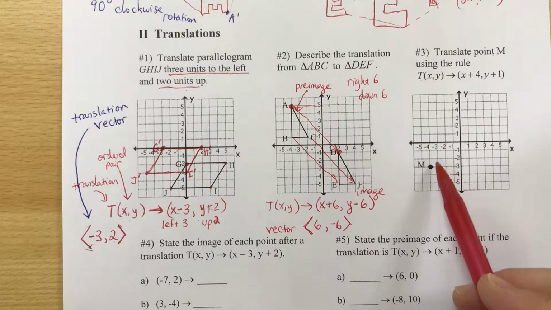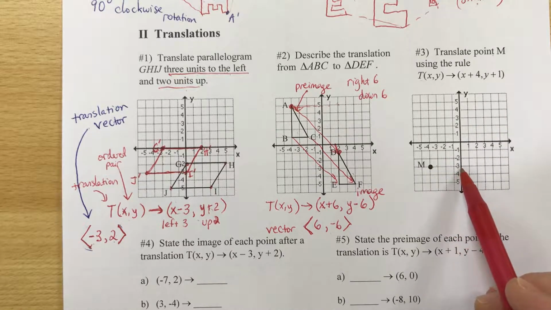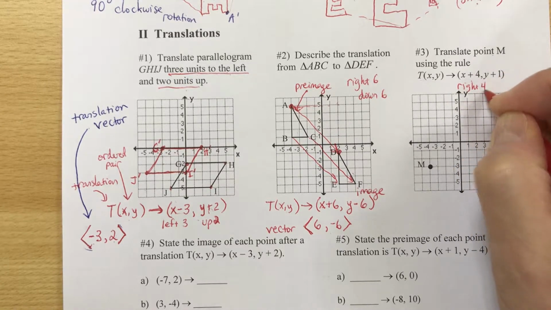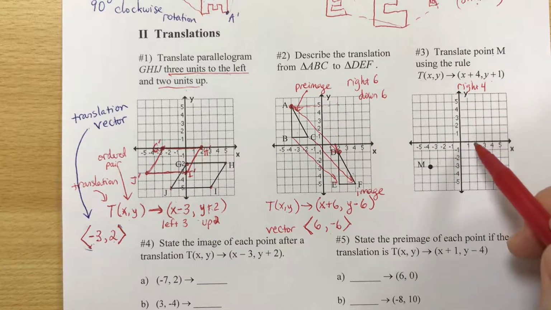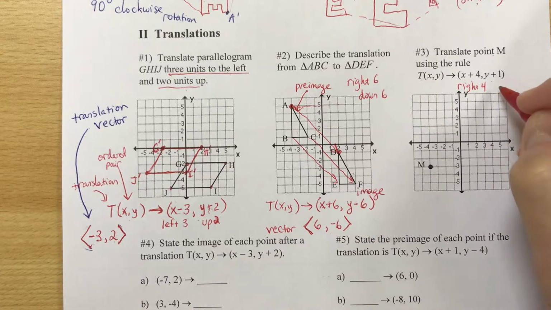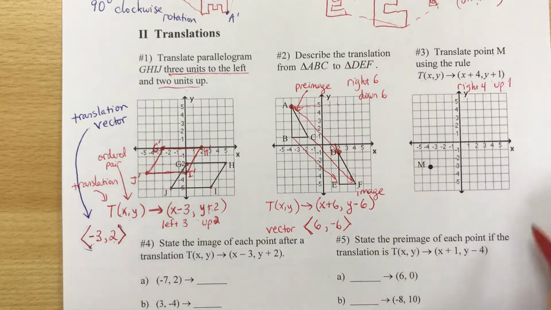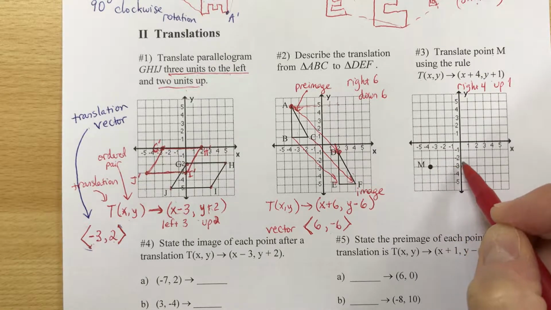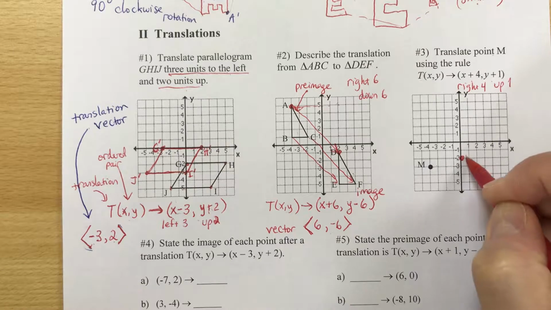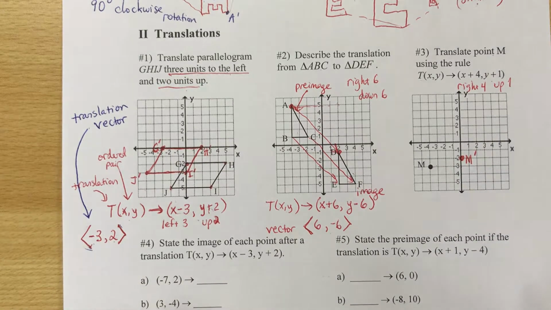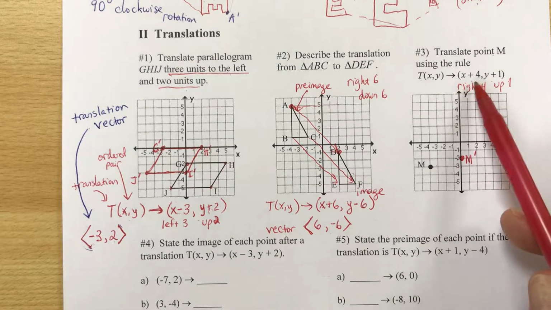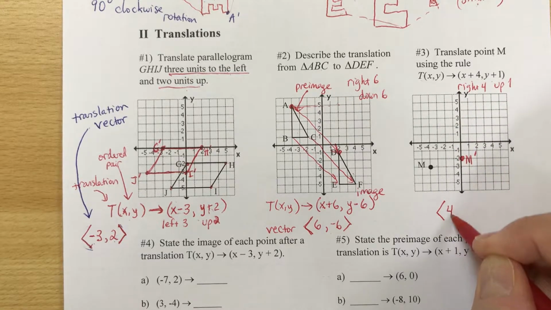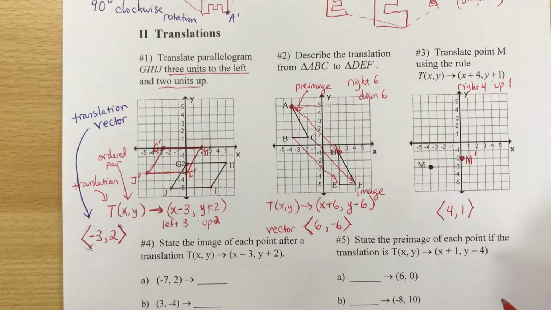So if you go plus 4 in the x direction, that's going to the right. So this really means we're going to go right 4. And then in the y direction, if you go positive, that means you're going up 1. So from point M, we're going to count right 4, up 1. Here's M prime. The translation vector, if we had written it, would have been 4, 1.